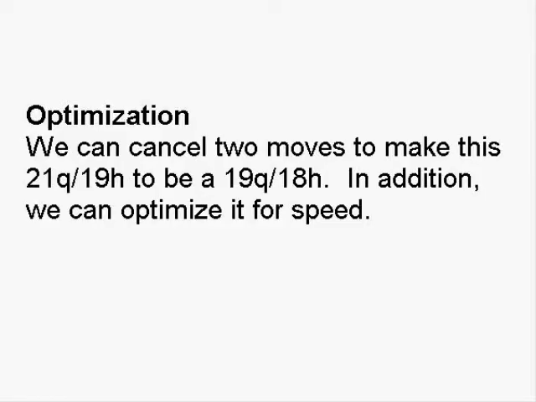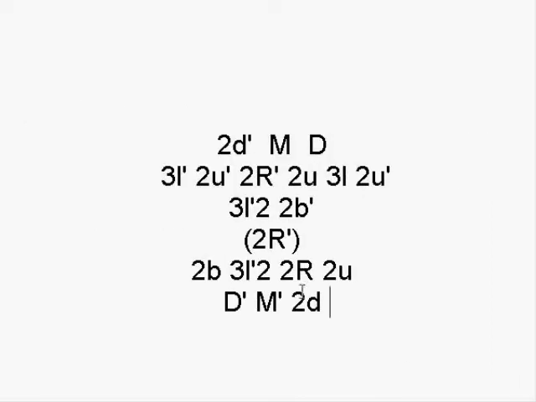We can just cancel two moves and make this algorithm from 21Q/19H to a 19 quarter turn and 18 half turn algorithm. In addition, we can optimize it for speed. Again, we will use the 5x5 version because all we have to do to convert to the 4x4 is make triple layer turns to double layer. So we start with this, and we're going to cancel some moves here.